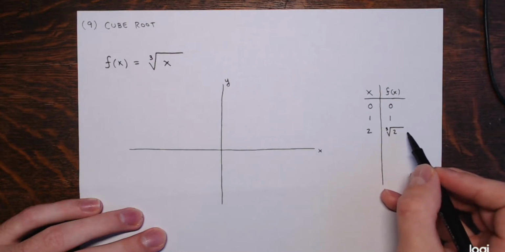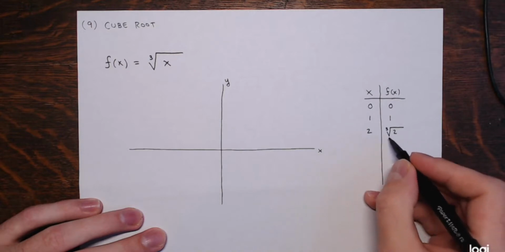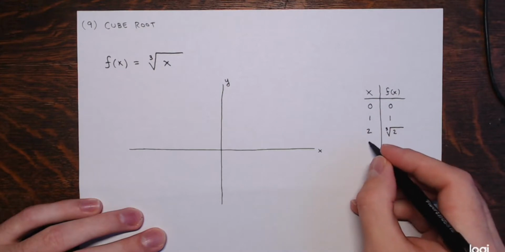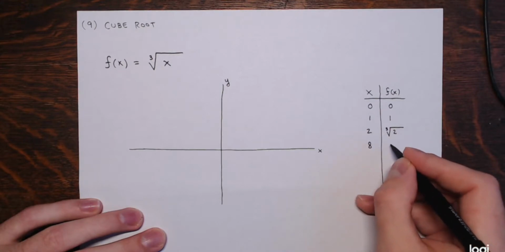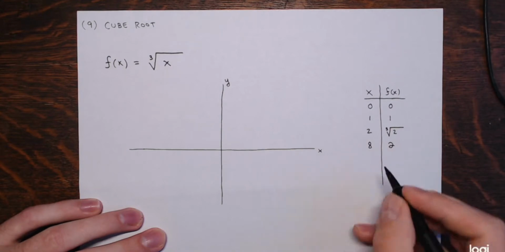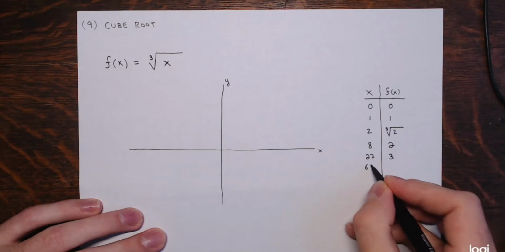It's 1 point something. So I wouldn't plug in 2 or 3 or 4. I mean, you get an output, it's just not nice. I'd go out all the way to 8. Right, the cube root of 8 is 2, and the cube root of 27 is 3, and the cube root of 64 is 4.